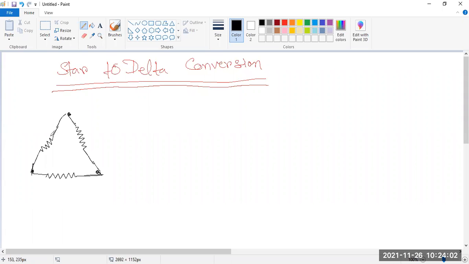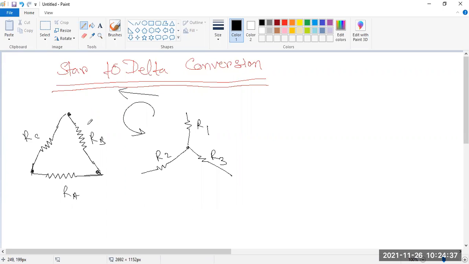So this is delta, that is RA, that is RB, and that is RC. And for the star, that is R1, that is R2, that is R3. So traversing in this anti-clockwise direction: RA, RB, RC, R1, R2, R3. We have to convert from star to delta, so we are coming here in this direction, star to delta.